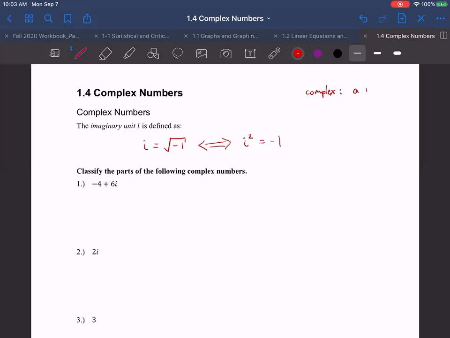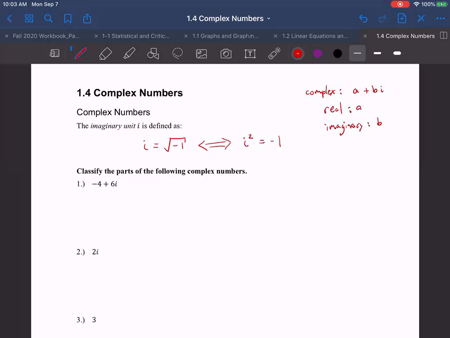form that looks like this, a plus bi. And then from there, we can have the imaginary part and the real part. The real part will be the a, the imaginary part will be the b that's in front of the i. Not bi, but just b. It's just like that coefficient in front of the i.